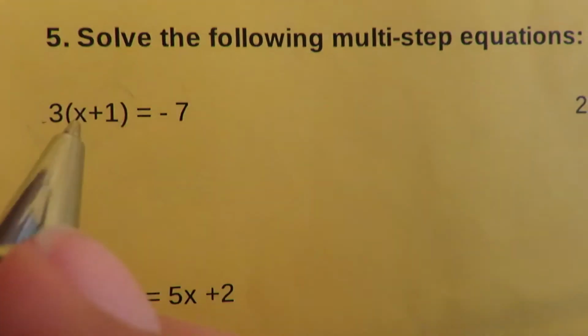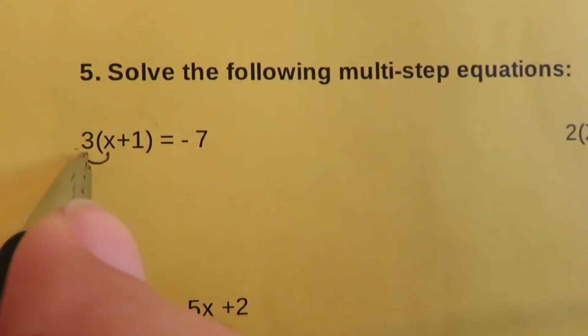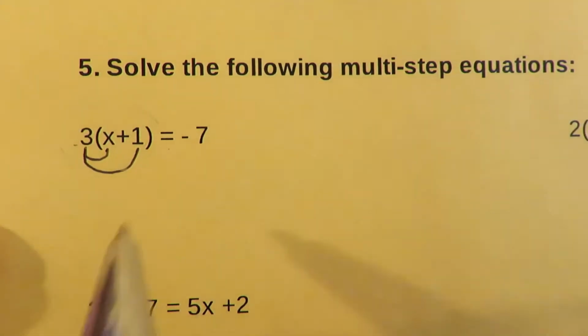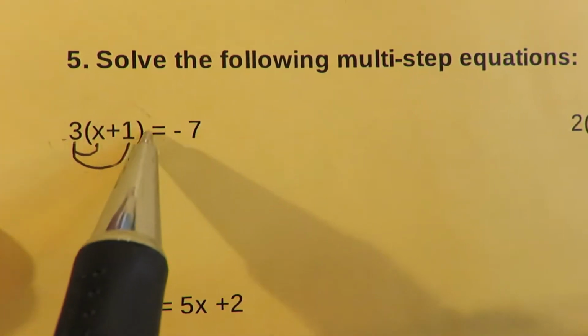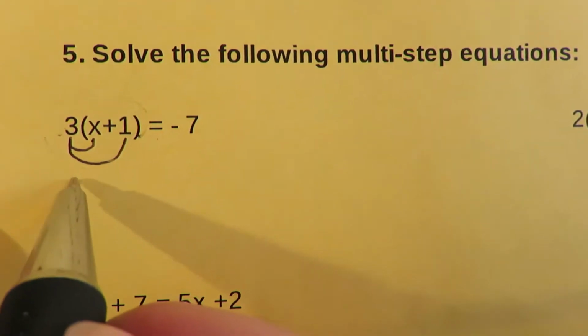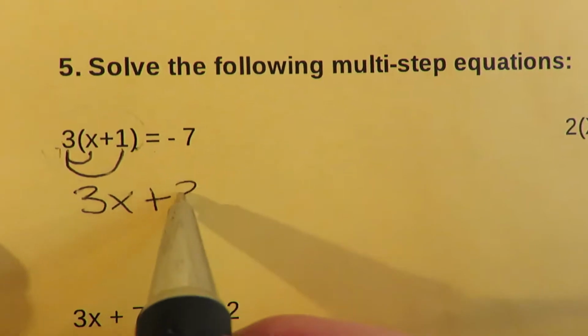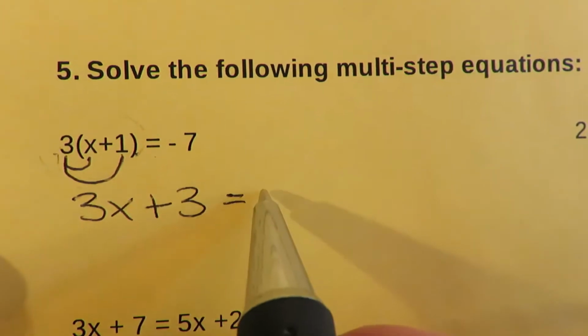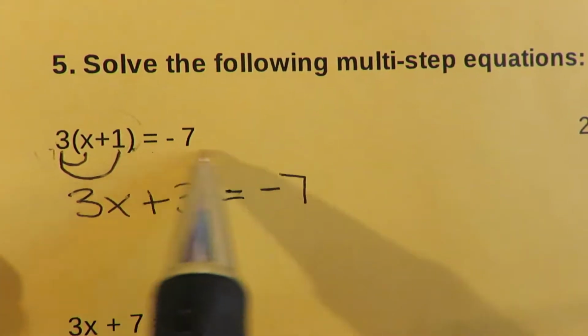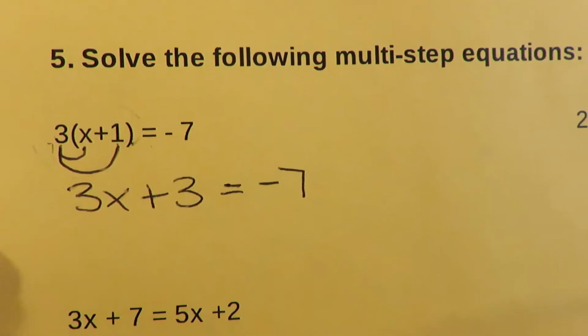And I see I could distribute here. So I'm going to distribute the 3 to the x and the 3 to the 1, and that's what it means. Remember, when we have brackets and a number outside, 3 times x is 3x, and 3 times positive 1 is positive 3, equals negative 7. There's nothing else to do over there, so I can just bring that all down.